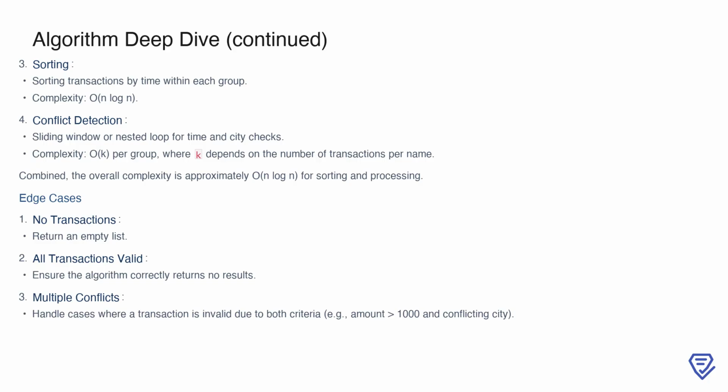Once sorted, we move on to the conflict detection step. This involves comparing transactions within each group to identify potential conflicts. Using a sliding window or nested loop, we check whether two transactions are within 60 minutes of each other and occur in different cities. The complexity of this step depends on the number of comparisons required within each group, which we'll denote as K. The total complexity for conflict detection is approximately O(K) per group.